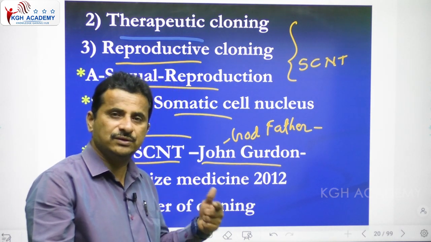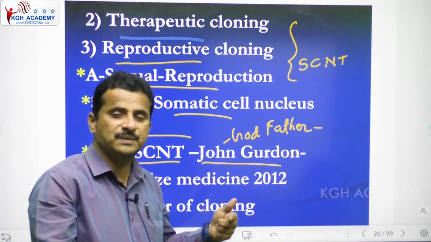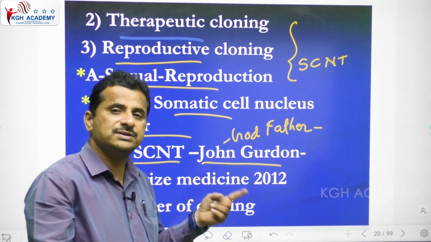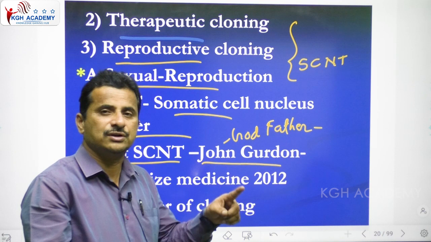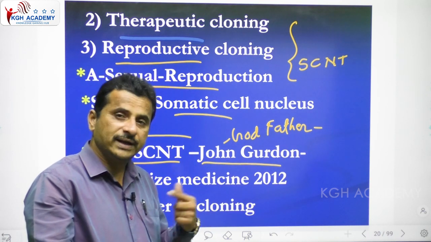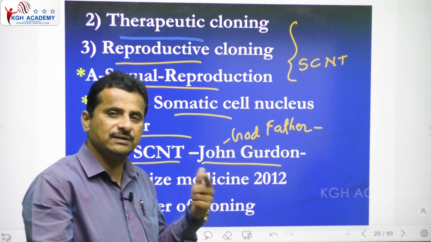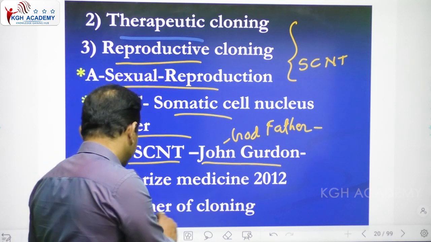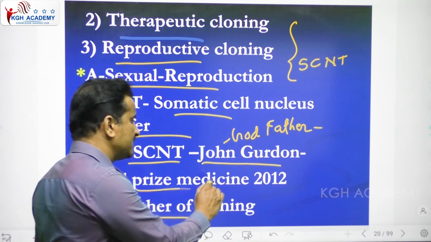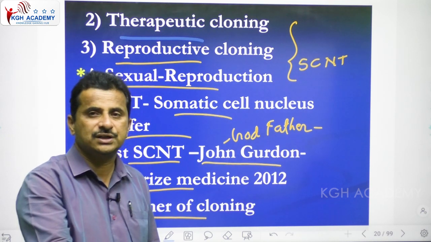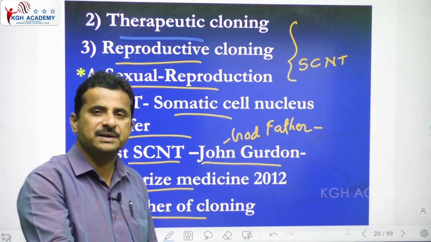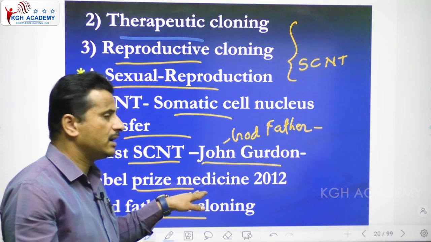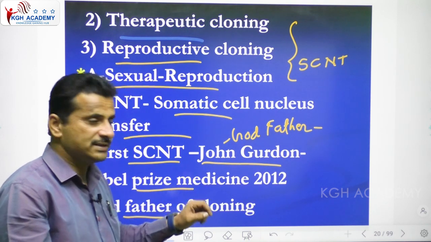Ian Wilmut continued this John Gurdon experiment. John Gurdon first developed the SCNT experiment. By using the SCNT experiment, Ian Wilmut produced Dolly. So the cloning technique, the SCNT technique, was first developed by John Gurdon, that's why he is the godfather of cloning. For this, he was awarded the Nobel Prize in Medicine in 2012 along with Shinya Yamanaka, who developed iPS, induced pluripotent stem cells.